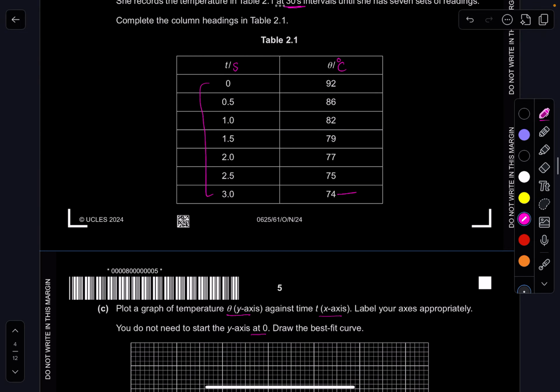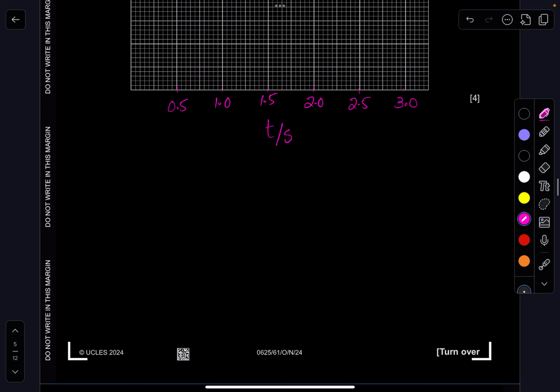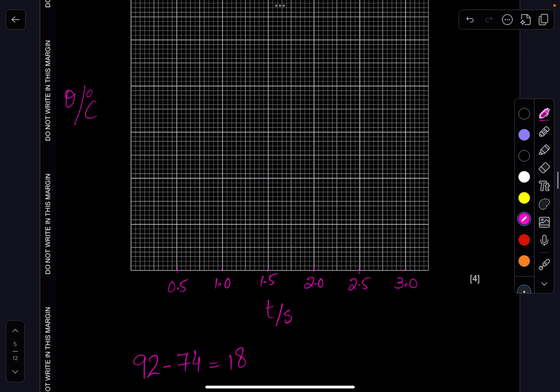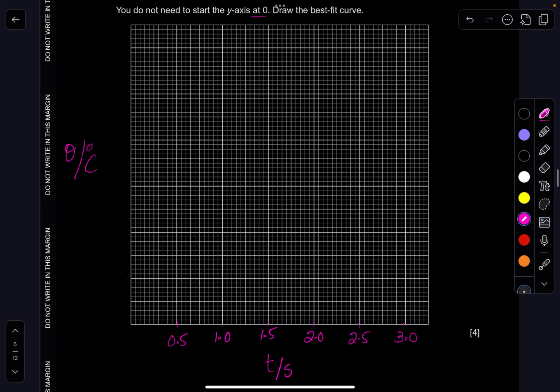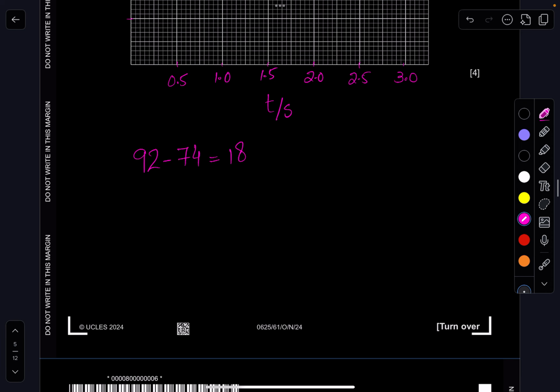Y-axis least value is 74 and maximum value is 92. So what range do we have? We have maximum 92, minimum 74, that is 18. And how many boxes do we have? 1, 2, 3, 4, 5, 6. So 18 divided by 6 is 3. So it can be labeled as such.